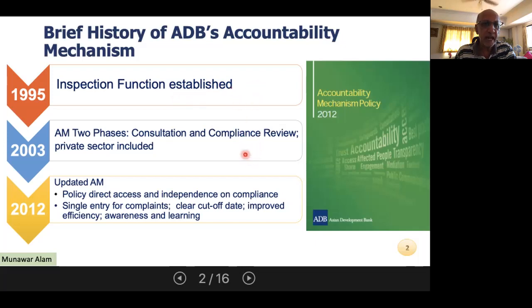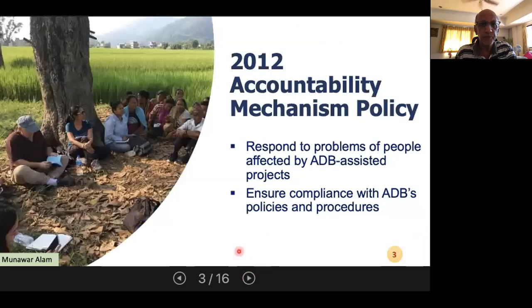And then this was enhanced into an accountability mechanism policy in 2003, learning lessons from a few of the complaints. And the current policy is 2012, which will be updated in about 2 years' time, in my view. Now, this policy, like the previous one, responds to problems of the people affected by the ADB project, and it has to ensure compliance with ADB's policies and procedures.